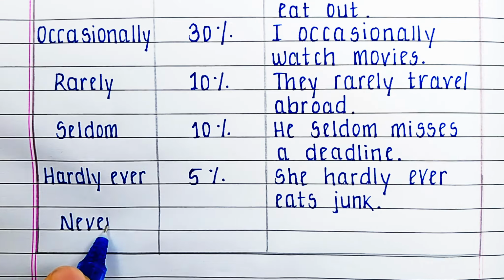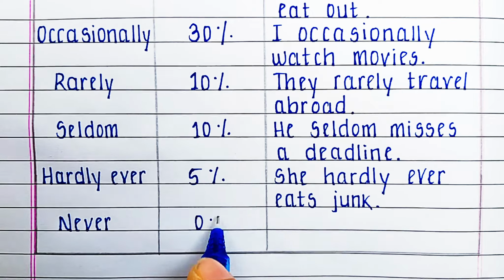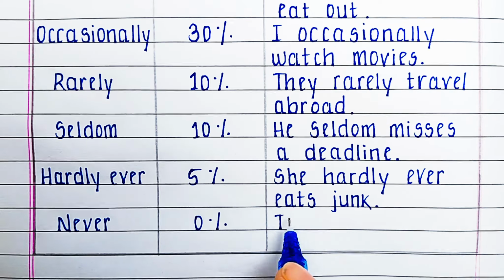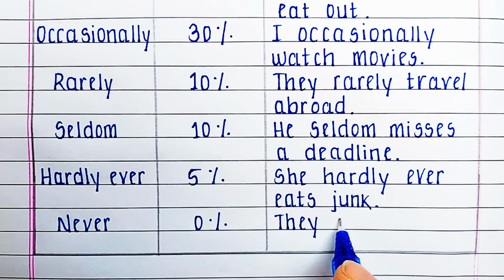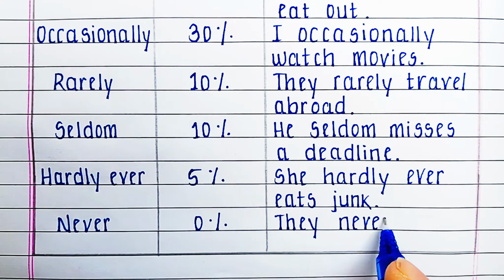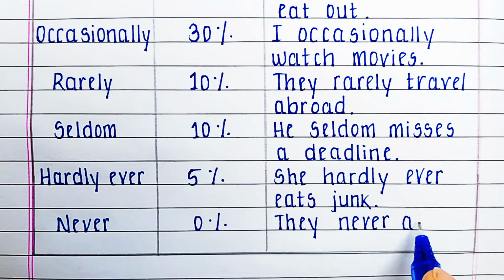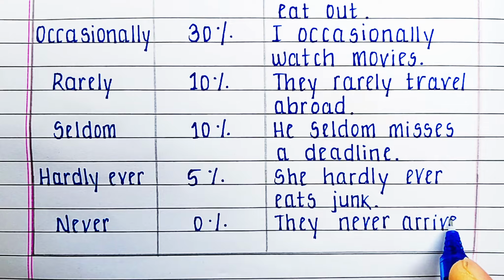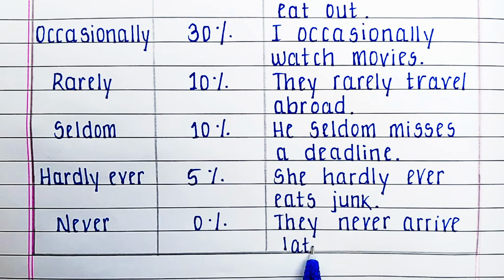Last adverb, never. Never is used for 0% frequency. Something that never occurs. For example, they never arrive late. That means they are always on time.